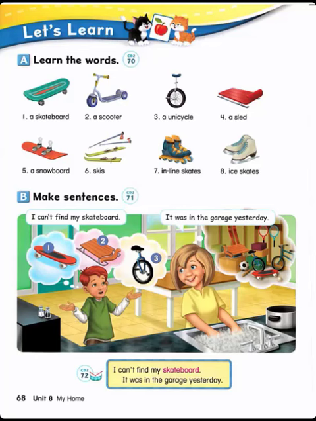Page 68. B. Make sentences. I can't find my skateboard. It was in the garage yesterday. Number 1. I can't find my skateboard. It was in the garage yesterday. Number 2. I can't find my sled. It was in the garage yesterday. Number 3. I can't find my unicycle. It was in the garage yesterday.